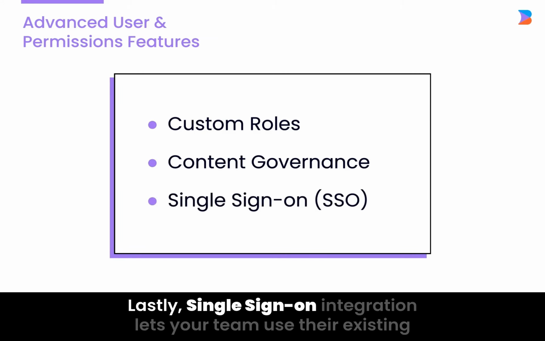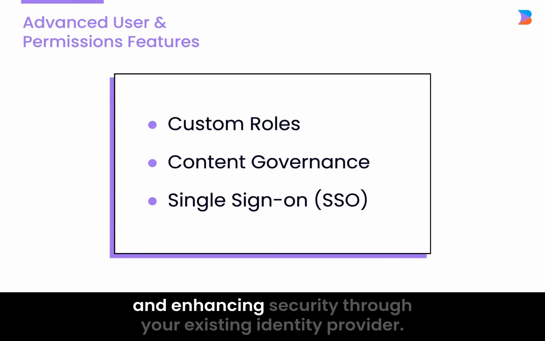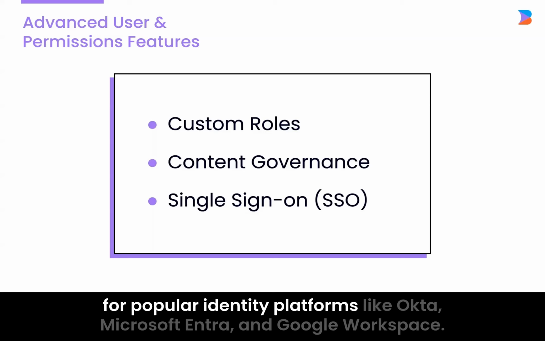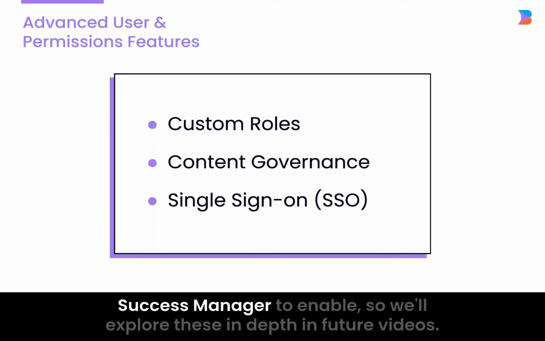Lastly, single sign-on integration lets your team use their existing company credentials to access Builder, streamlining the login process and enhancing security through your existing identity provider. Builder supports most SSO providers, and we have specific setup instructions for popular identity platforms like Okta, Microsoft Entra, and Google Workspace. These advanced features help larger teams streamline their workflows and maintain security standards while using Builder. These features require coordination with your dedicated customer success manager to enable, so we'll explore these in depth in future videos.